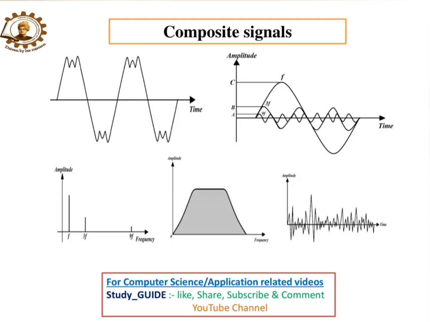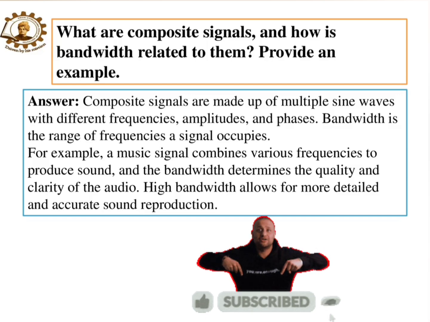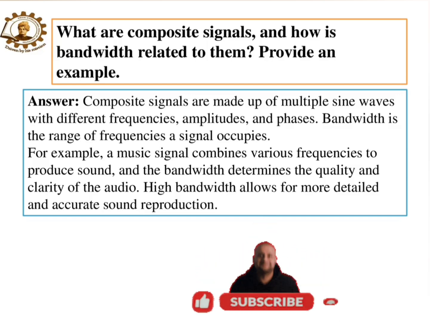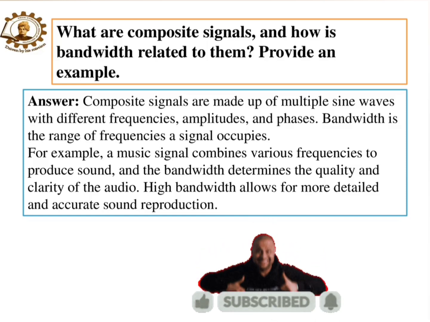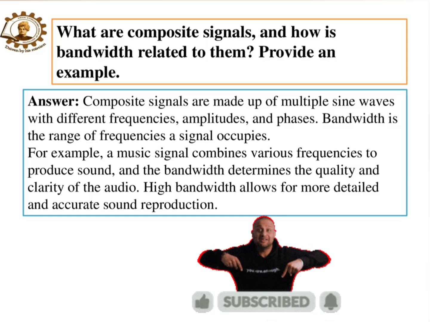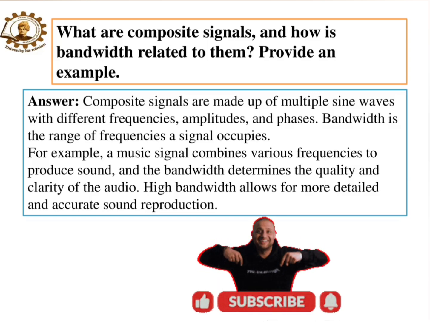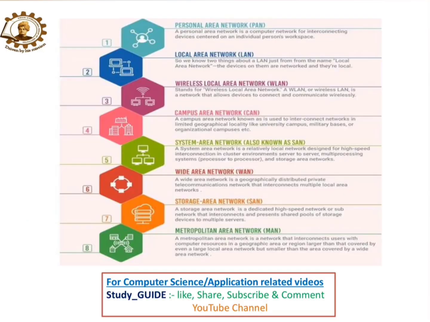Composite signals. These are signals formed by combining multiple sine waves with different frequencies. Just think of a complex ocean wave with multiple smaller waves riding on top of it. If we connect it with a real life example, then the sound of your voice is a composite signal made up of multiple sine waves at different frequencies, just like the way I am modulating my voice while explaining the things.